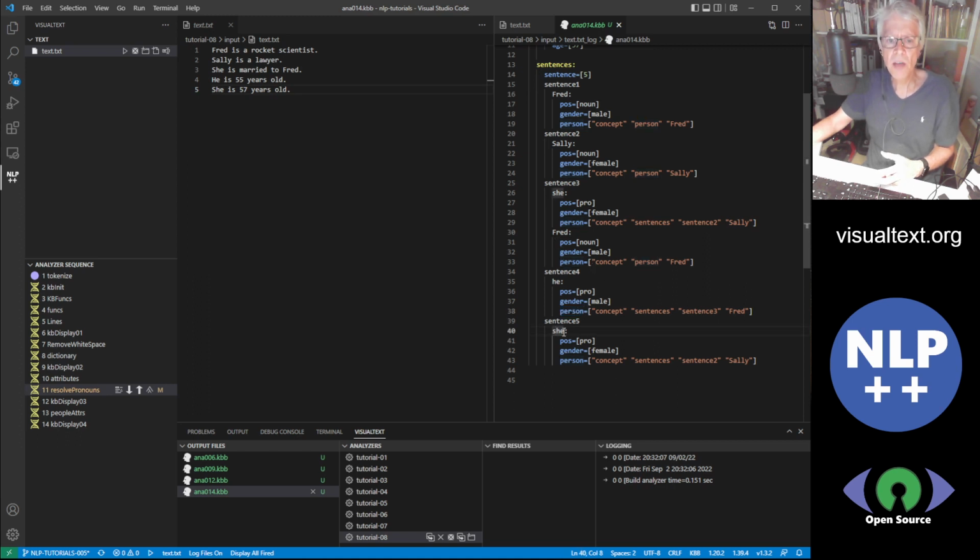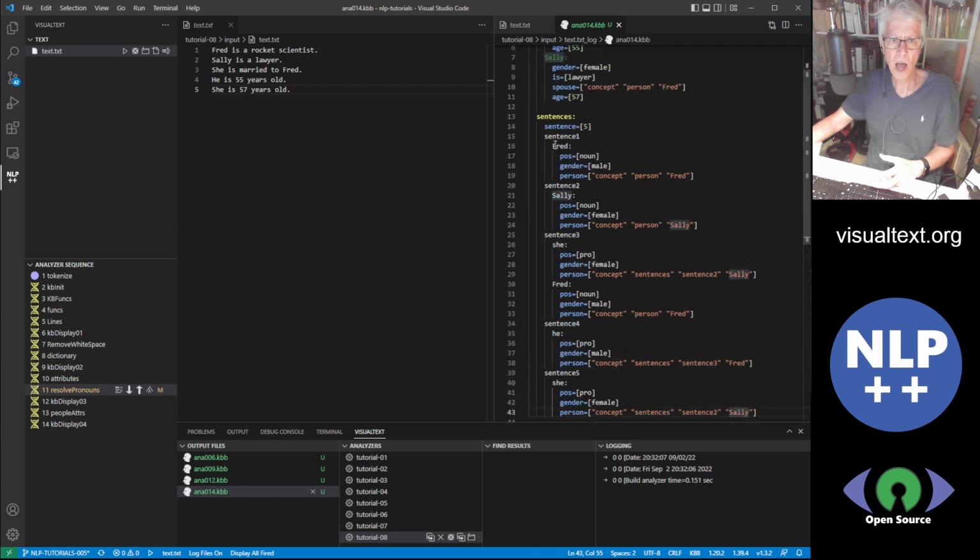Finally, in sentence 5, we have she. It is a pronoun. It's a female. So we're going to look back in sentence 4. Is there a real female person? No. In sentence 3, is there a real female person? Fred is not. She is not. That's a pronoun. That's not a real person. So we have to go back to sentence 2. Oh, there is one. There's Sally. She is a real person. So she then gets labeled and linked to the sentence two, Sally in sentence two.